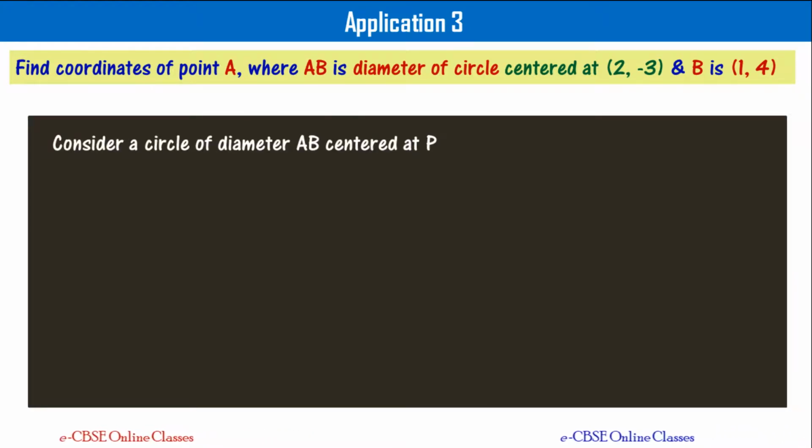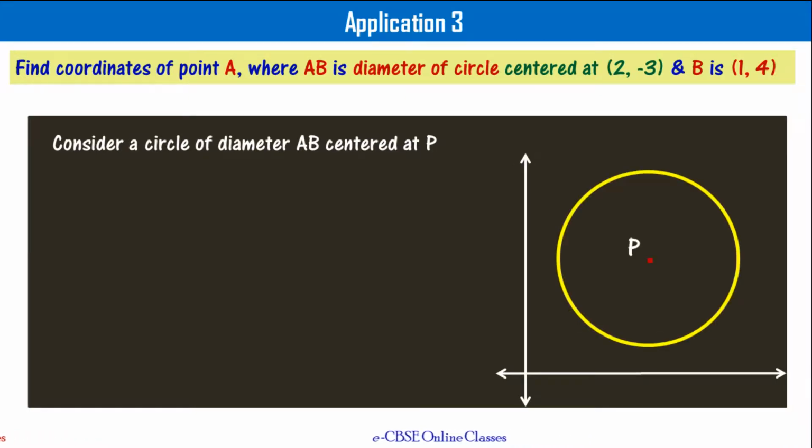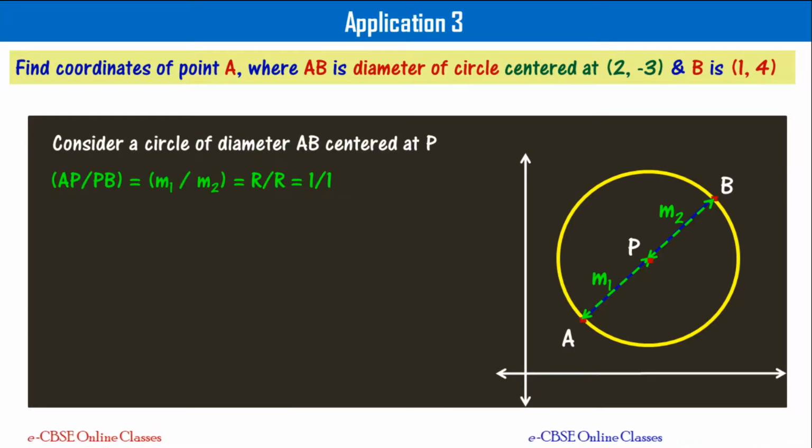Let's consider a circle of diameter AB centered at P as shown in the figure. We know that length of line segment AP is equal to radius of the circle, that is denoted using M1 here, and length of line segment PB is also equal to radius, but we are denoting that using M2, right? It means that AP by PB is equal to M1 by M2 equal to R by R, that is equal to 1. This is exactly similar to what we have done in the previous problem, right?